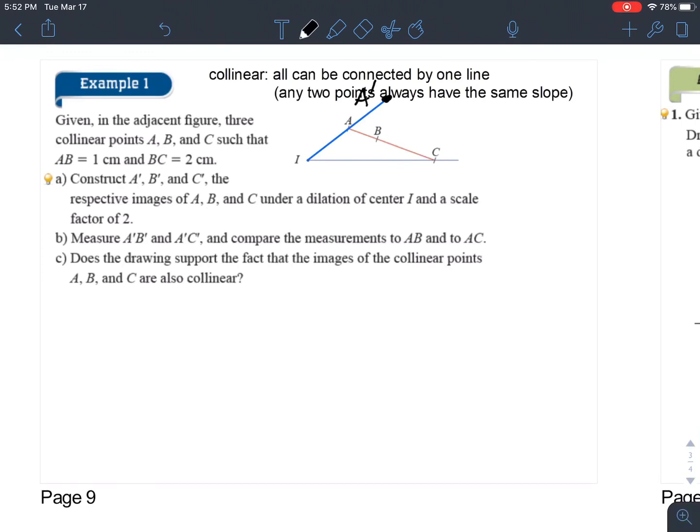That is A prime. Now I'm going to do the same thing with B. I'm going to draw in the line segment.